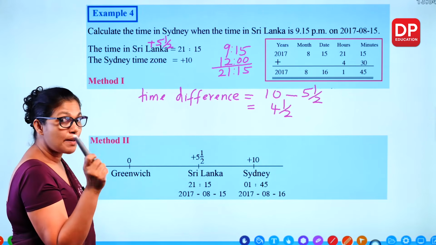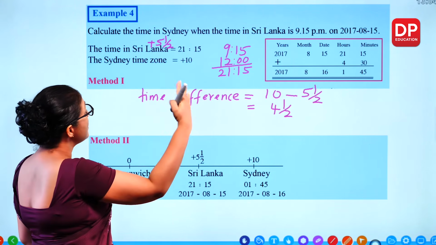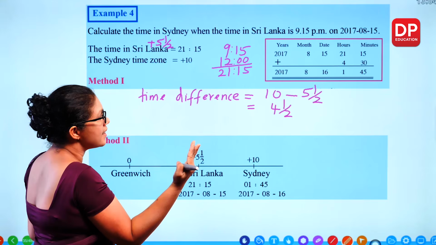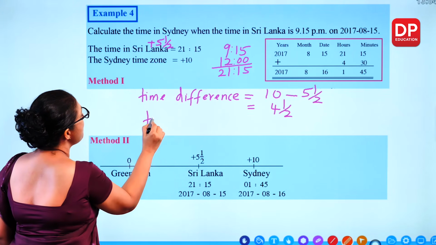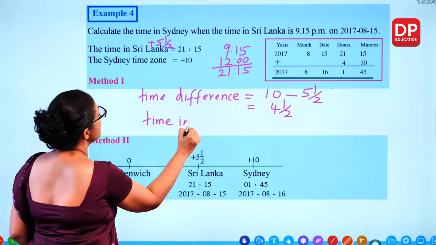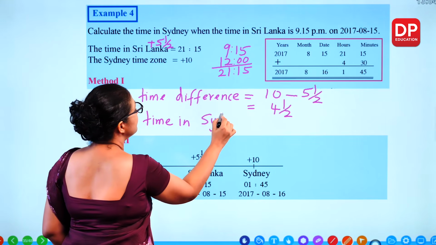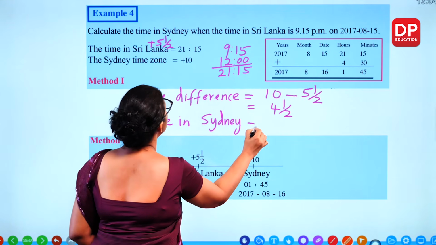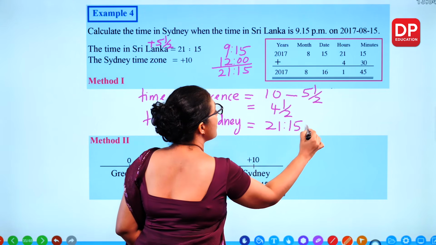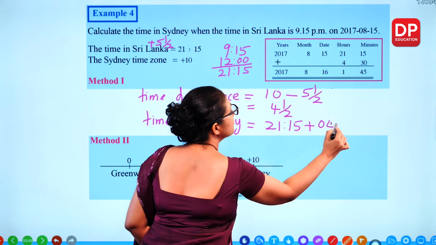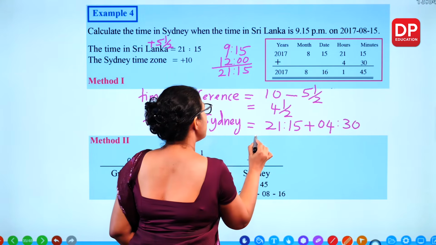Is it adding or subtracting? Sydney is towards the east side, so you have to add the time. So the time in Sydney is, you have to add 4.5 to that. 4:30, so add it.